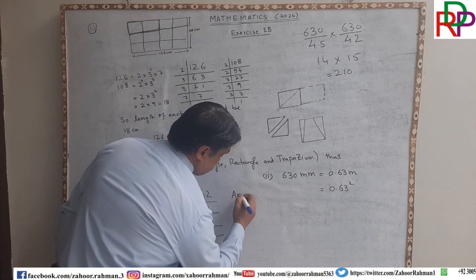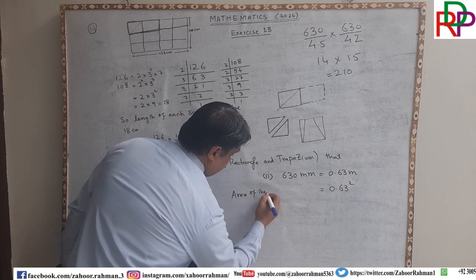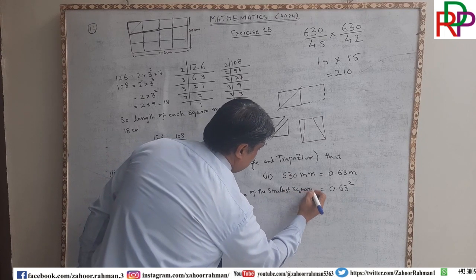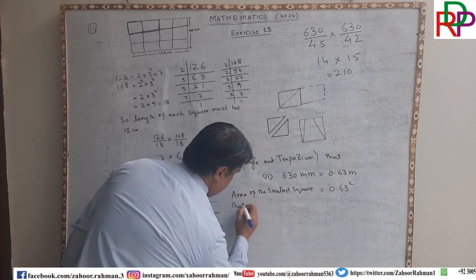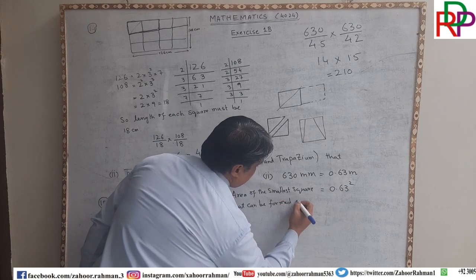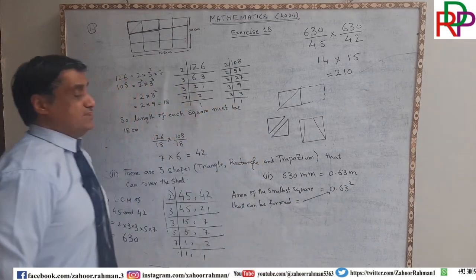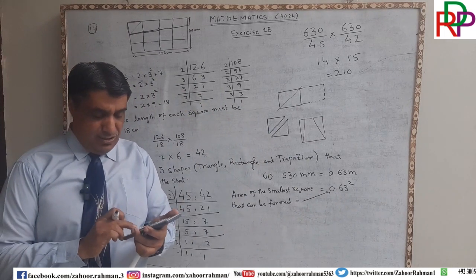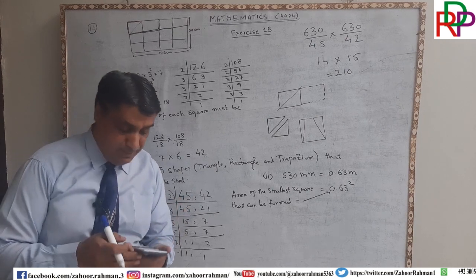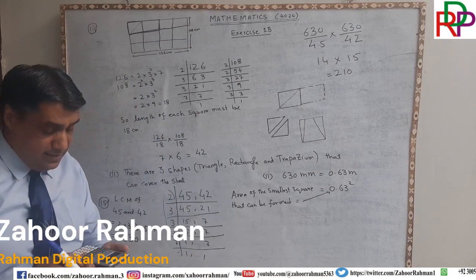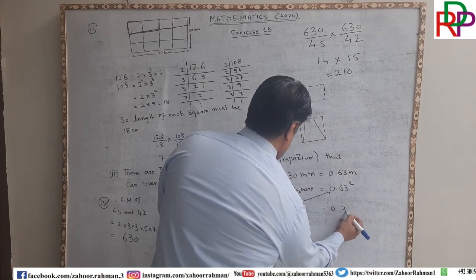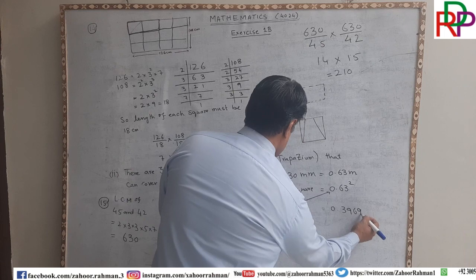Area of the smallest square that can be formed is equal to this one. And when I take 0.63 square, it becomes 0.3969. That is equal to 0.3969 meter square.